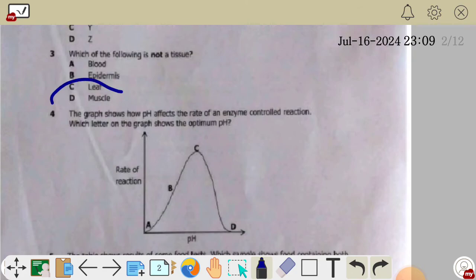Why? Because we have different cells. We have the spongy mesophyll cells, the palisade cells, and the guard cells, which form the stomata of the leaf. So C is not a tissue. But blood, epidermis, and muscle are tissues. So the correct answer for question 3 is C. A leaf is not a tissue, but it is an organ.